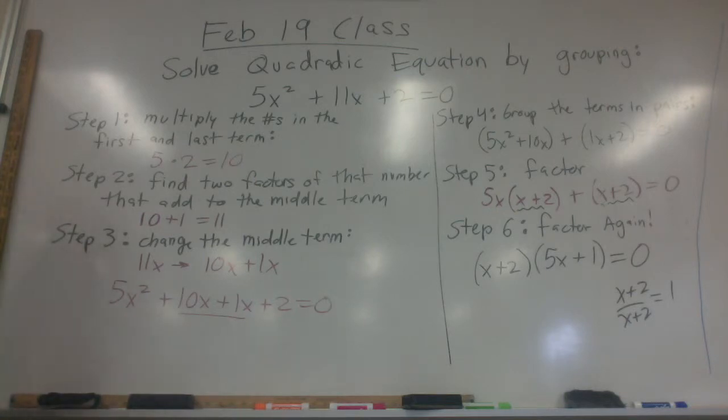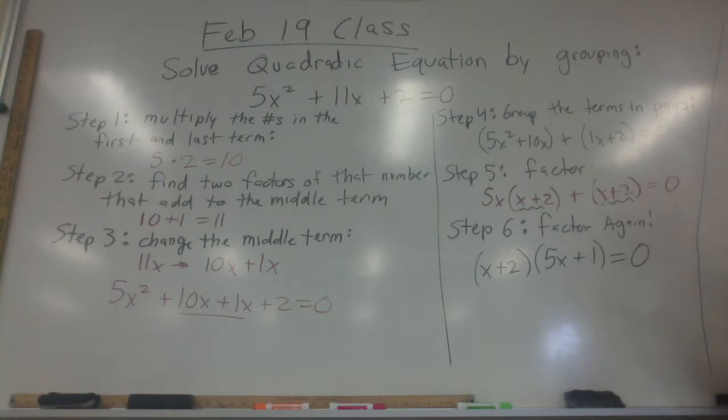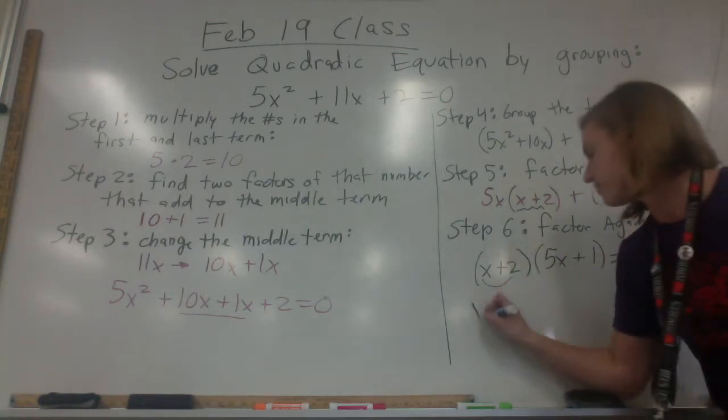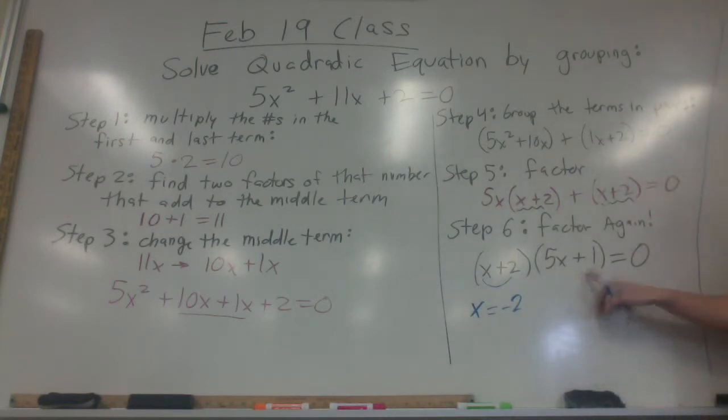Okay. So now that we're at this point, kind of goes back to what we were thinking last time. So x plus 2, we need to turn that to 0. So what can x equal? Negative 2. This one might be a little bit tougher. So you have to subtract 1, then divide by 5.